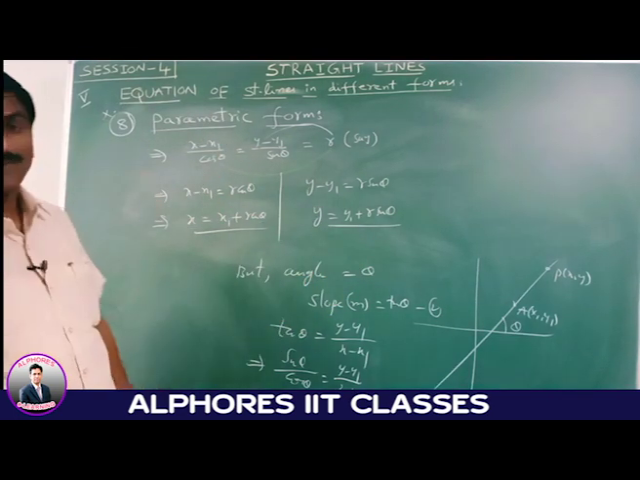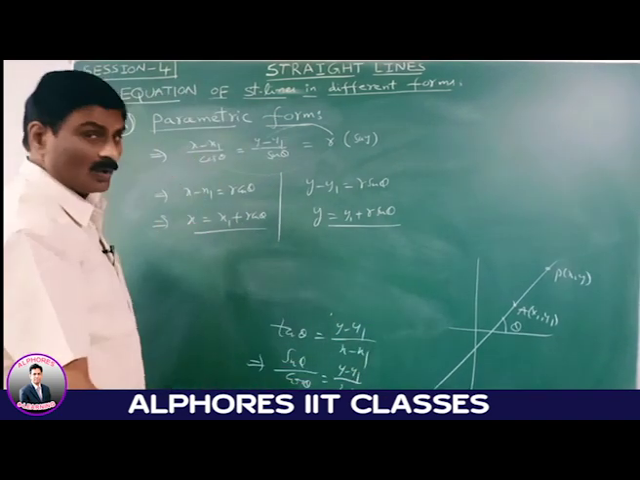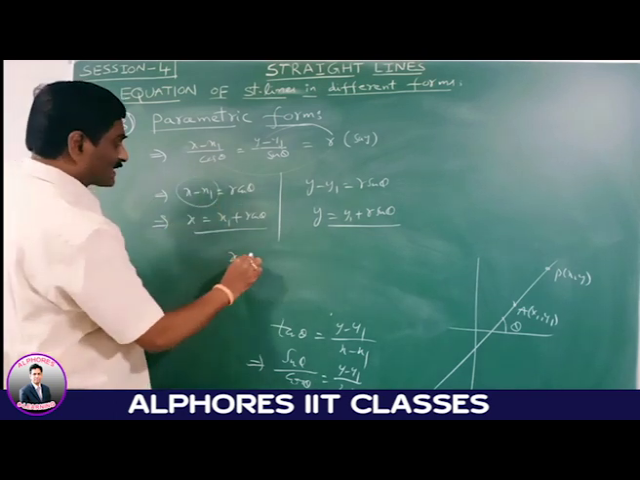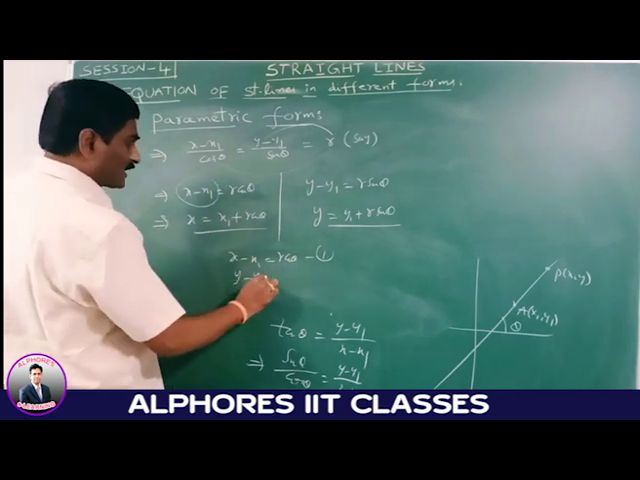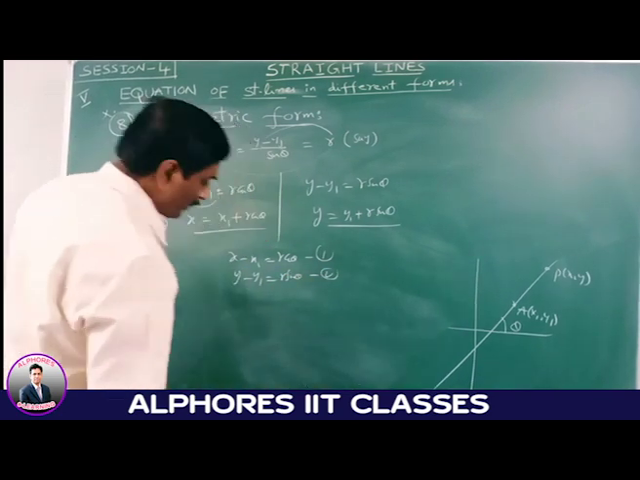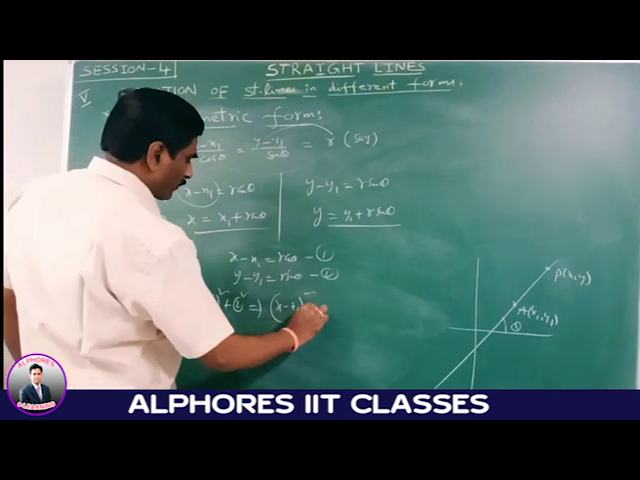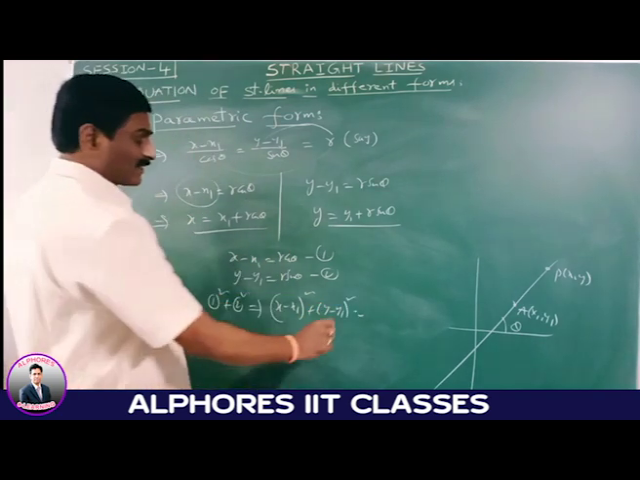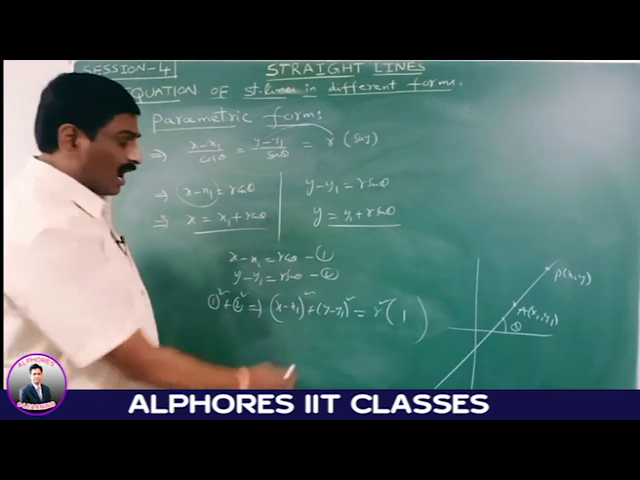Here, what is the value of r? r is the distance from A to P. Please observe this. x minus x1 is equal to r cos theta, call this 1. y minus y1 is equal to r sin theta, call this 2. What is 1 squared plus 2 squared? By squaring and adding these two, we get (x minus x1) whole square plus (y minus y1) whole square is equal to r square cos square theta plus r square sin square theta. r square is the common term, and cos square plus sin square is 1. So r square is equal to this value.